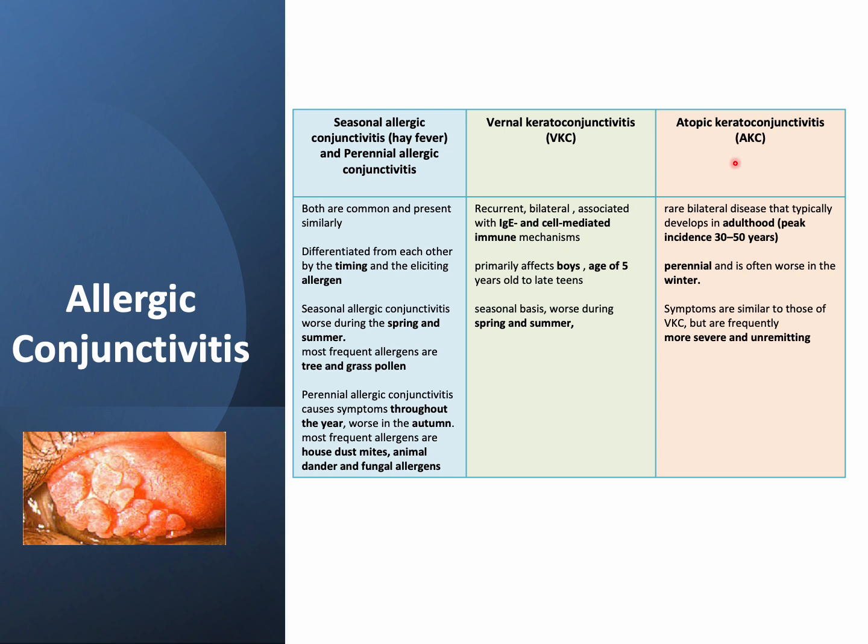The other one is atopic keratoconjunctivitis. It is a more severe form of vernal keratoconjunctivitis. Usually it comes in adulthood, around 30 to 50 years. It's around the year, but worse in winter. And around 5% of children who have VKC, or vernal keratoconjunctivitis, can develop AKC, or atopic keratoconjunctivitis, in adulthood.